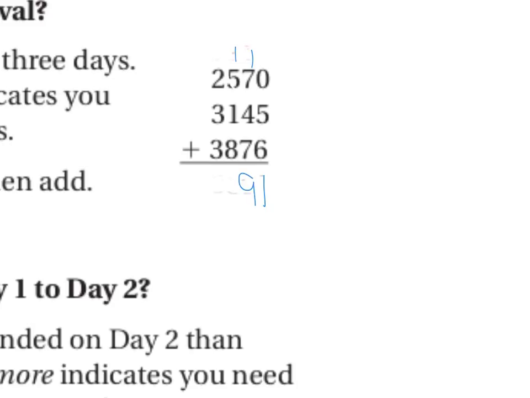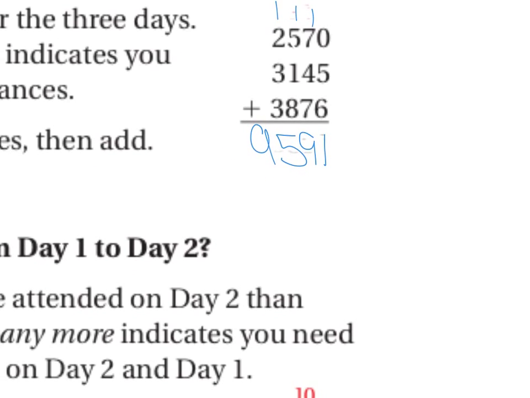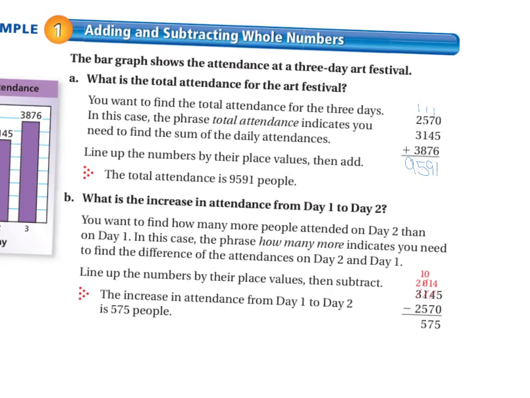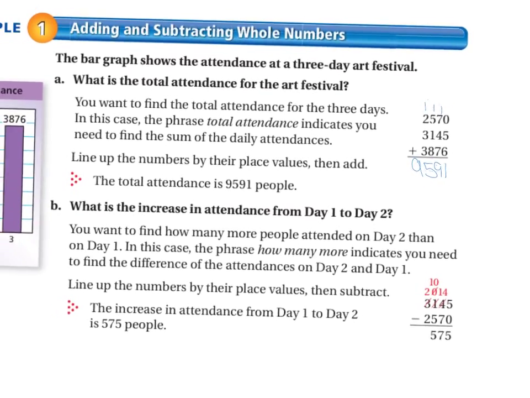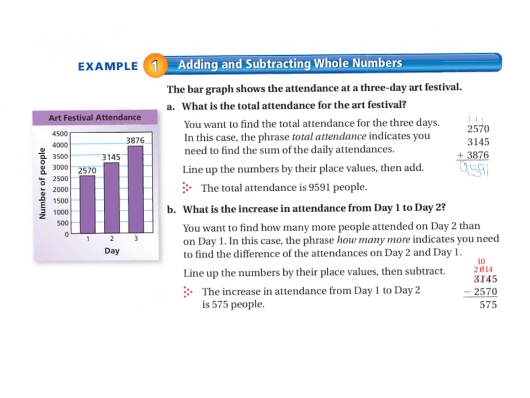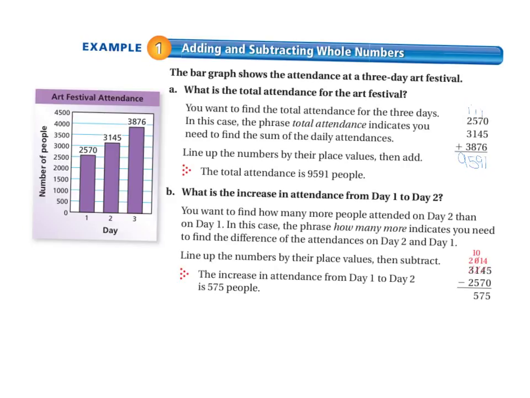1 plus 5 is 6, plus 1 is 7, plus 8 is 15. I carry the 1. Then 1 plus 2 is 3, plus another 3 is 6, plus another 3 is 9. So hopefully we got the same answer that we did as the book there, 95,91, and we sure did. So that's kind of how we follow that problem. Again, we could see the answer there before I worked that problem out, and that's how you do that.